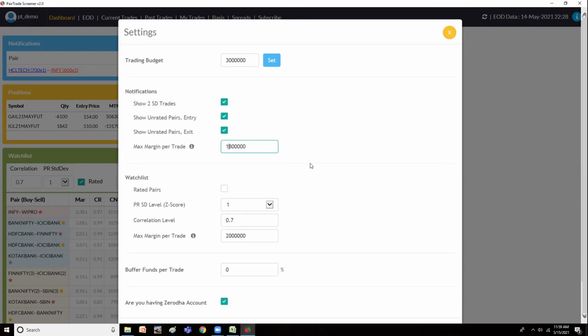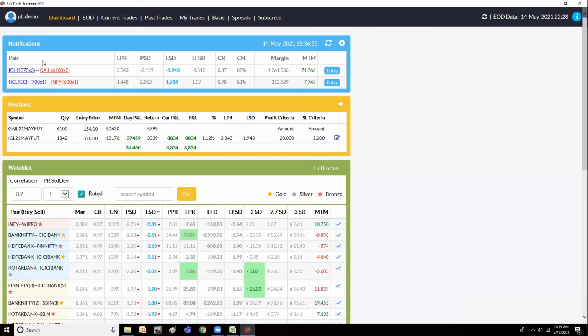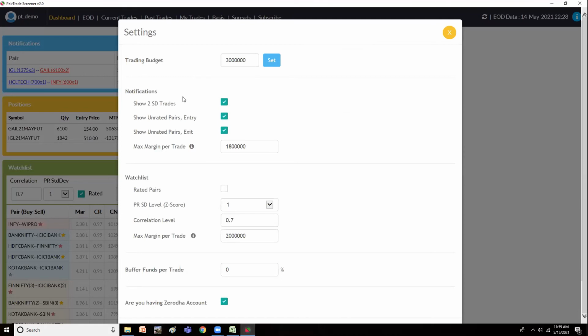Suppose I change it to 18 lakhs and say update. So the other pair is also displayed, because 12 lakhs margin is required. So that is also displayed. So based on your settings, the notifications are displayed.